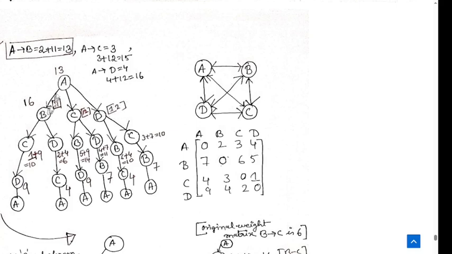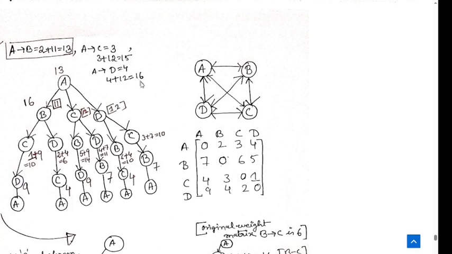Now, once the salesperson wants to visit A to B, A to B is already given as 2. So 2 plus 11, 13. Because at this root node, the salesperson has three choices: A to B, A to C, A to D. A to B is 2, 2 plus 11, 13. A to C is 3 given in the weight matrix, 3 plus 12, which is equal to 15. And A to D is given as 4. So 4 plus 12, which is equal to 16.